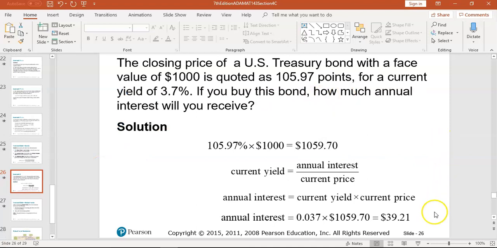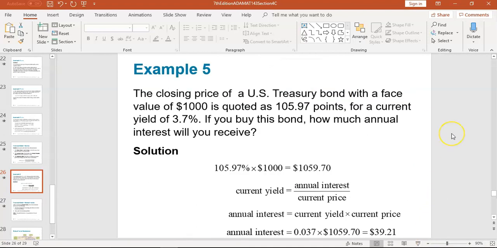So if I'm going to make this a little bit smaller. I have a bond that is valued at $1,000. It's quoted at 105.97, so this guy's at a premium. You're going to earn 3.7%, but you're going to earn that interest on not the $1,000, but $1,059.70, right? So if it's quoted at points, this means you're getting paid extra interest.